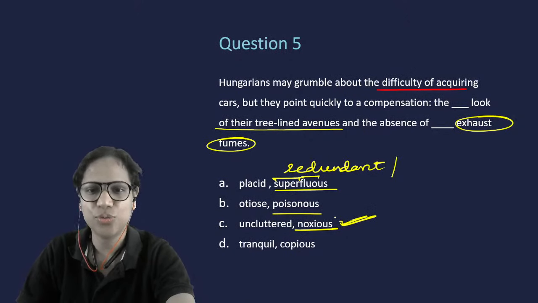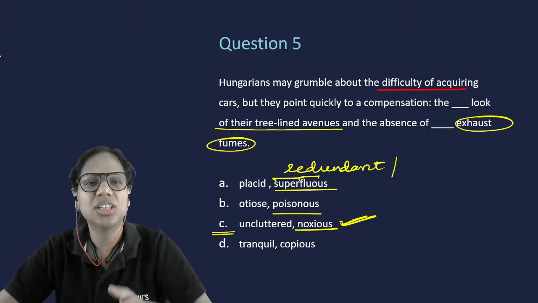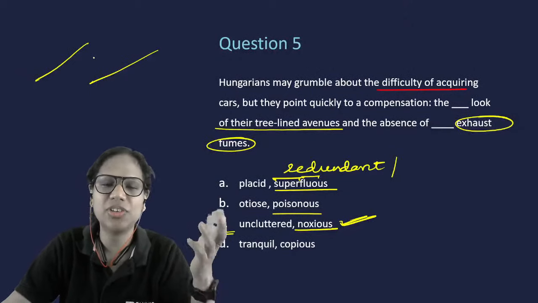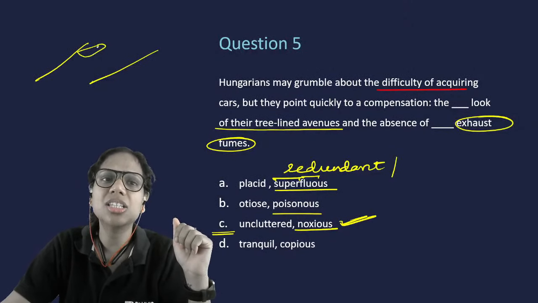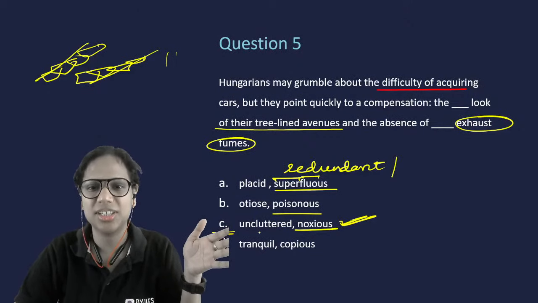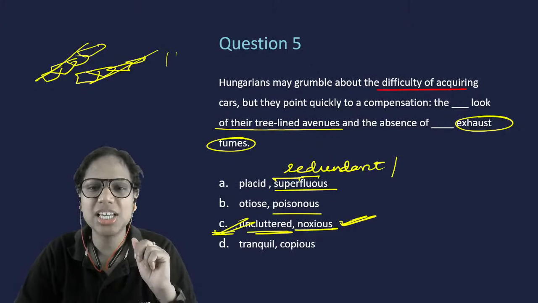Okay, good. Those of you who said C, two of you said C. Now, the uncluttered, see, if there are cars, you must have seen this in your lanes. If let's say you live in independent houses, cars create such a cluttered look to the lanes, don't they? So when you have tree-lined avenues, it will have an uncluttered look. It will not look congested and cluttered. So C is our answer here.